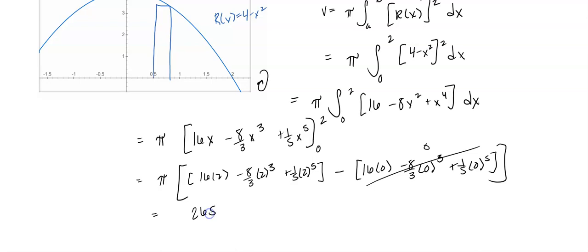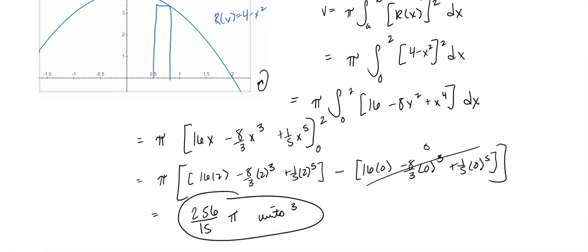So that all gives me 256 over 15 pi units cubed. And unless you're told otherwise, leave that in that exact value.